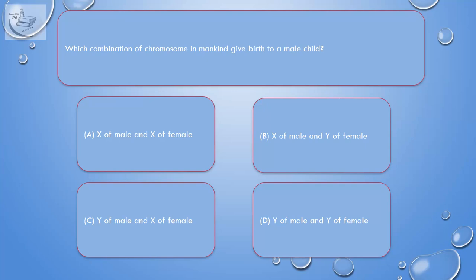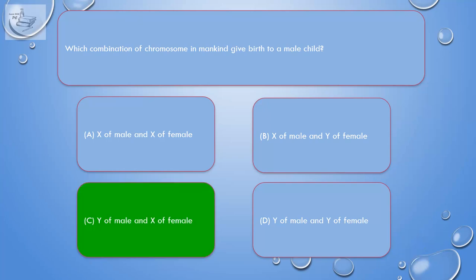Question: Which combination of chromosome in mankind give birth to a male child? A. X of male and X of female. B. X of male and Y of female. C. Y of male and X of female. D. Y of male and Y of female. Correct answer is C. Y of male and X of female.